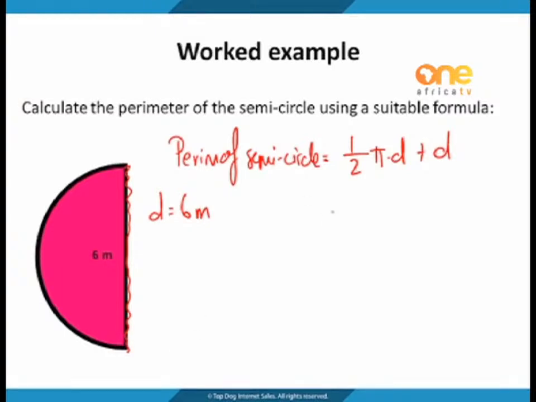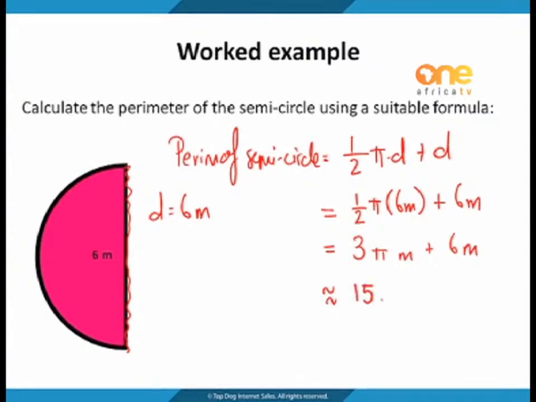length over here. That means that the perimeter of our semicircle is a half pi times the 6 meter diameter plus 6 meters. And so that's equal to 3 pi meters plus 6 meters. And so let's round this off. And so the perimeter of the semicircle is equal to approximately 15.42 meters.